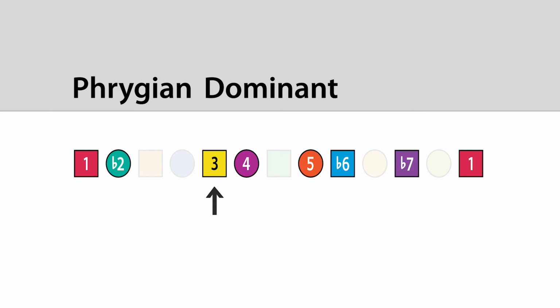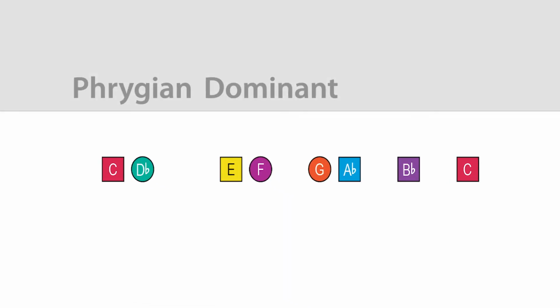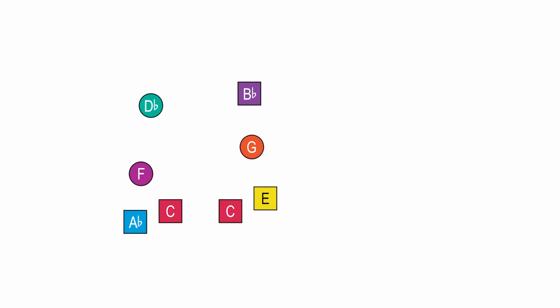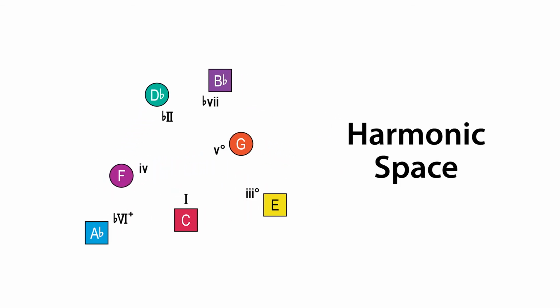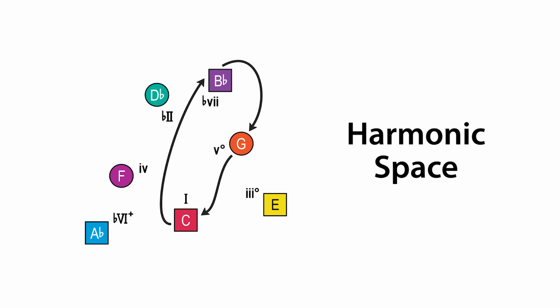So the interval pattern is 1, flat 2, 3, 4, 5, flat 6, flat 7, 8. And it's called Phrygian dominant because it's the 5th mode of harmonic minor, based on the 5th scale degree of that pattern. Also known as the dominant because the 5th scale degree is next in importance to the 1st scale degree, or the tonic. And when we loop this pattern into a ring of harmonic space, it looks like this, where we can move between the different chords that are formed to create some cool progressions.